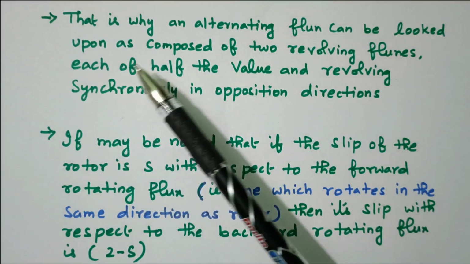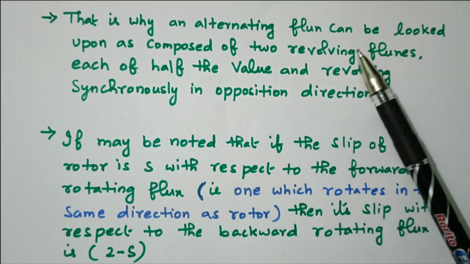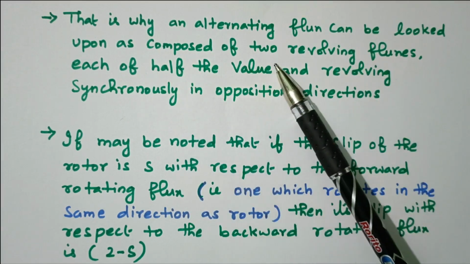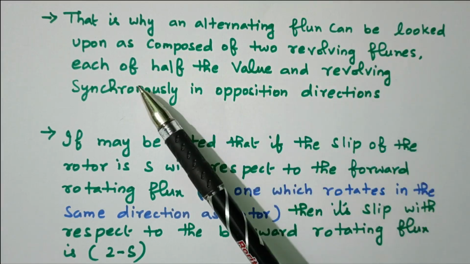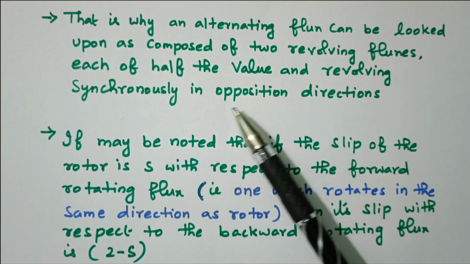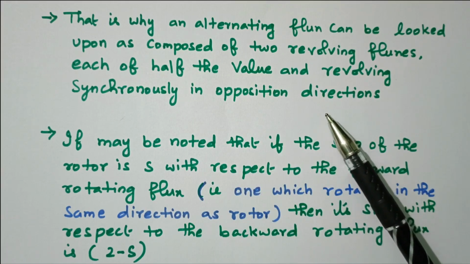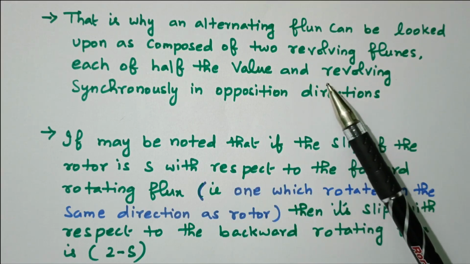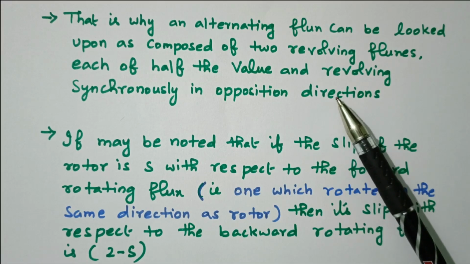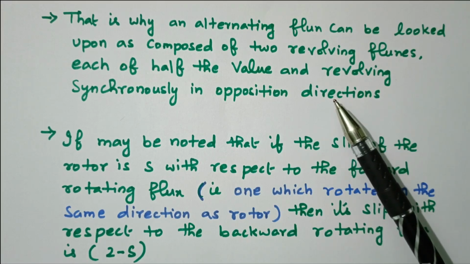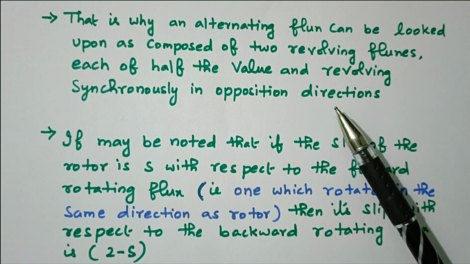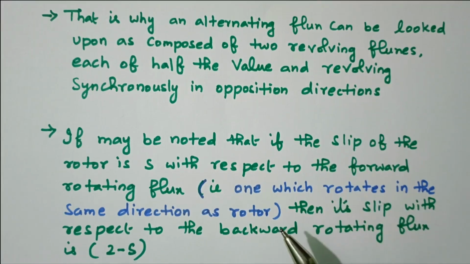So that's why an alternating flux can be looked upon as a composite of two revolving fluxes, each of half value and revolving synchronously in opposite directions. So we consider two revolving fluxes, both in opposite directions. Initially the maximum value phi m, then 0, then maximum value in the negative direction minus phi m, again 0. So that is represented by 4 diagrams.